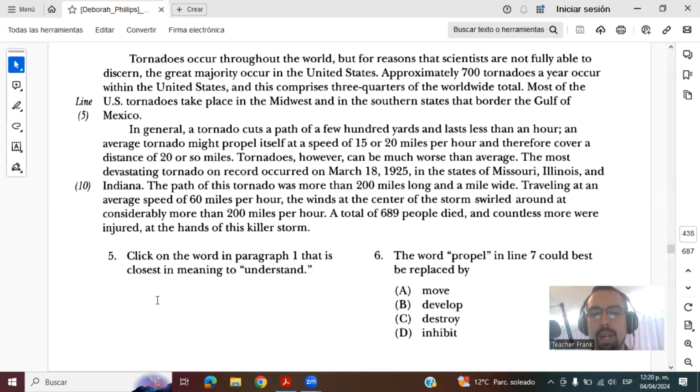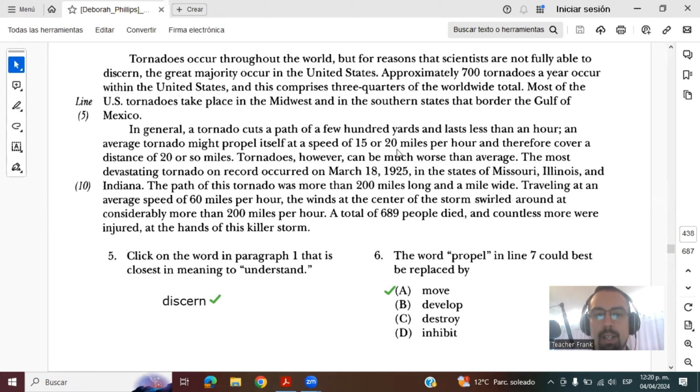Click on the word in paragraph 1 that is closest in meaning to understand. In this case, it's going to be the word discern. Discern means to judge, to discriminate, to differentiate. Okay. And number 6, the word propel in line 7 could best be replaced by, in this case, it's going to be A, move.